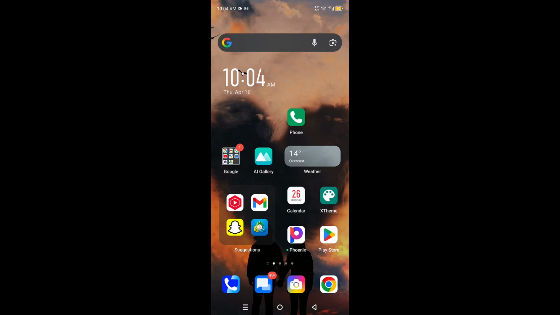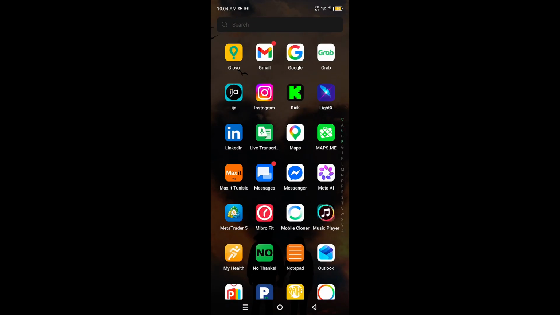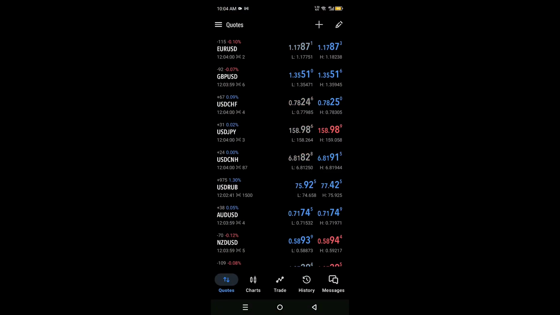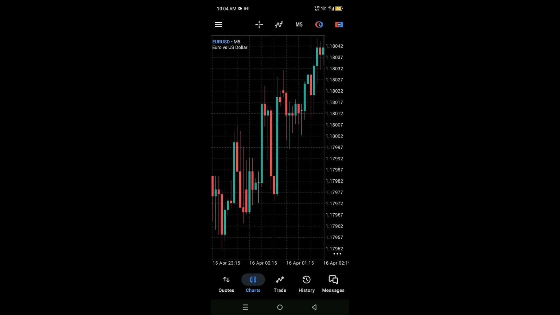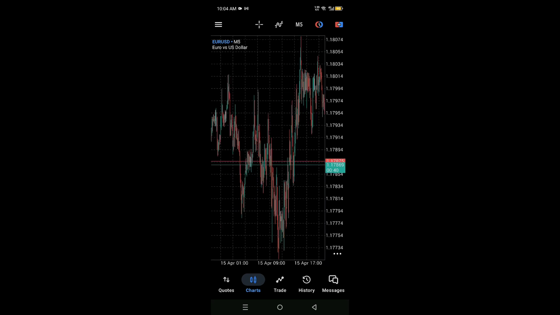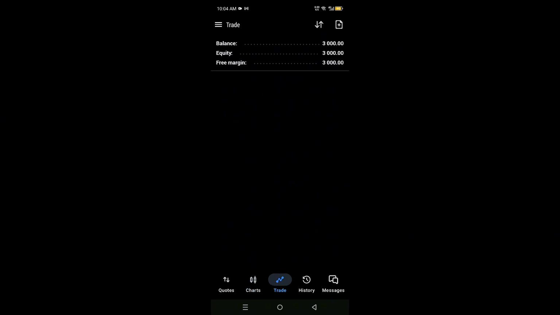In this video, I'll explain how to fix the "not enough money" error on MT5. This message usually appears when you try to open a trade without having enough funds in your account for that specific position. For example, after tapping the trade button, selecting the plus icon, and attempting to place a buy order, you might see a warning saying, "not enough money."